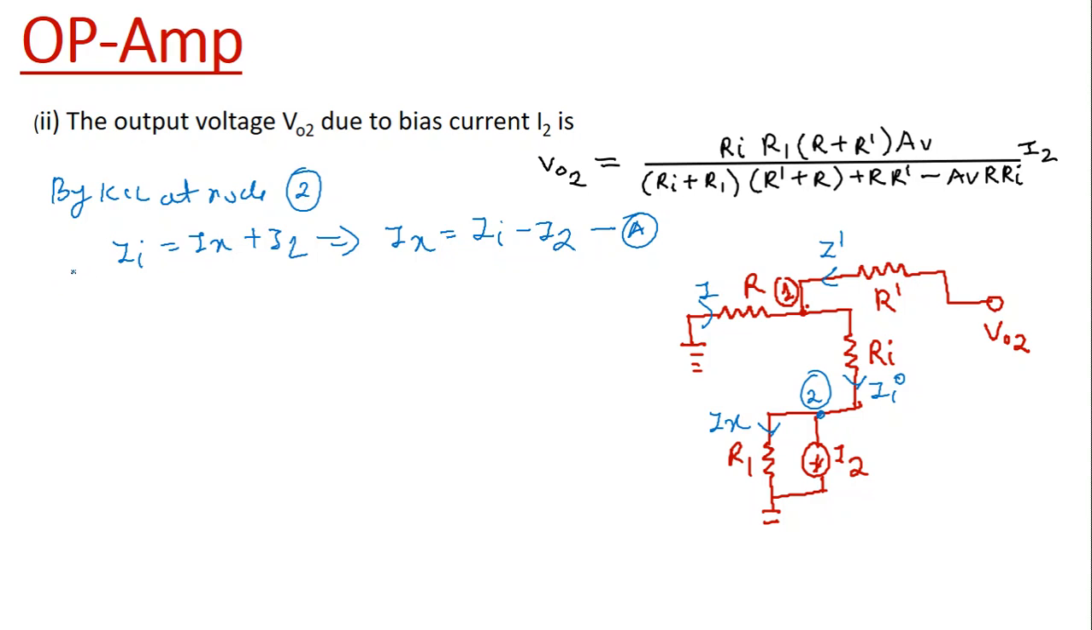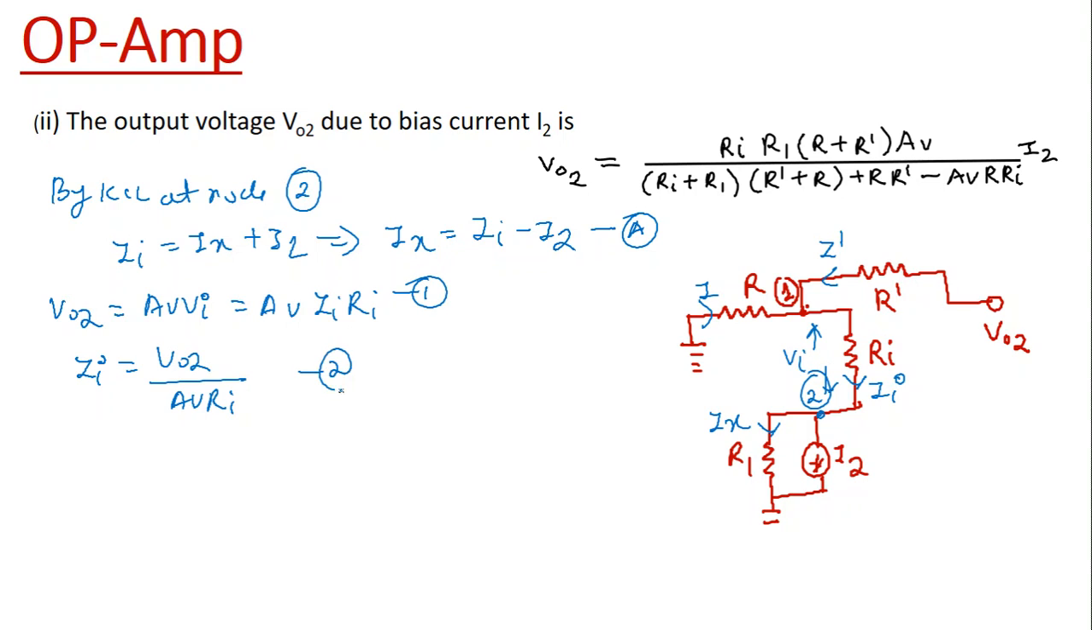Now we know that the output voltage VO2 is equal to AV into VI, the voltage gain into the input differential voltage, and the input differential voltage is across Ri, that is Ii into Ri. So VO2 is equal to AV into Ii into Ri. Now from this equation we find Ii is equal to VO2 divided by AV Ri. This is our equation number 1, and this is our equation number 2.